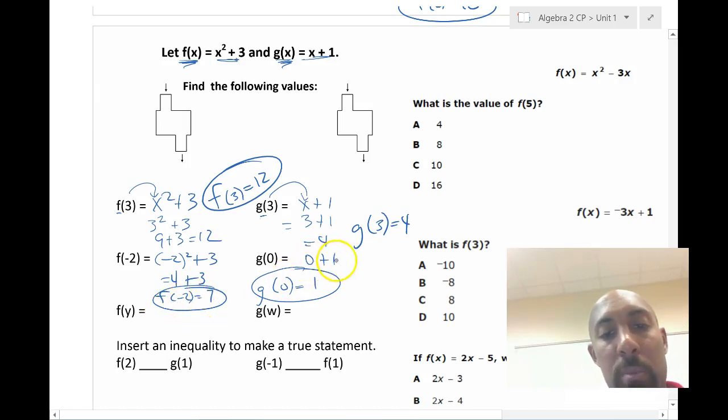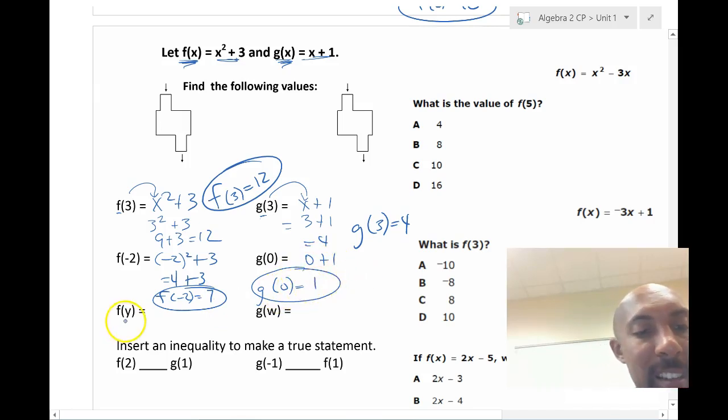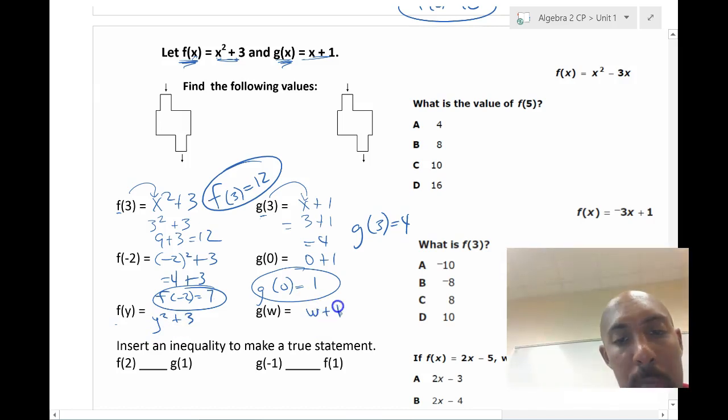Then, here we have 0 plus 1, which is 1. So g of 0 equals 1. Now look, if you notice, the input is not a value or a number, it's actually just a letter. So that's what you're actually going to plug in. Remember, if I have x here, x goes here. If I have smiley face here, smiley face goes here. If I have y here, that's what goes there. So now it's y squared plus 3. And then this just becomes w plus 1. It's basically like that w replaced the x, or this y replaced the x.